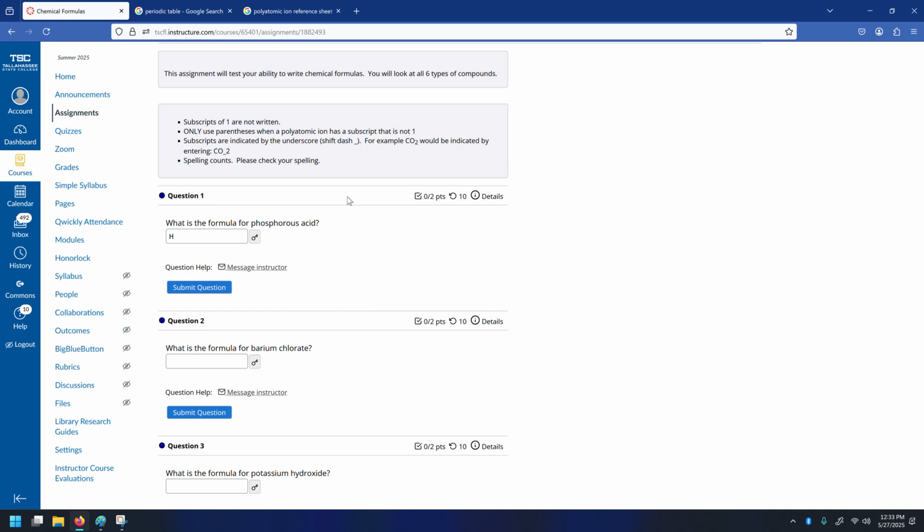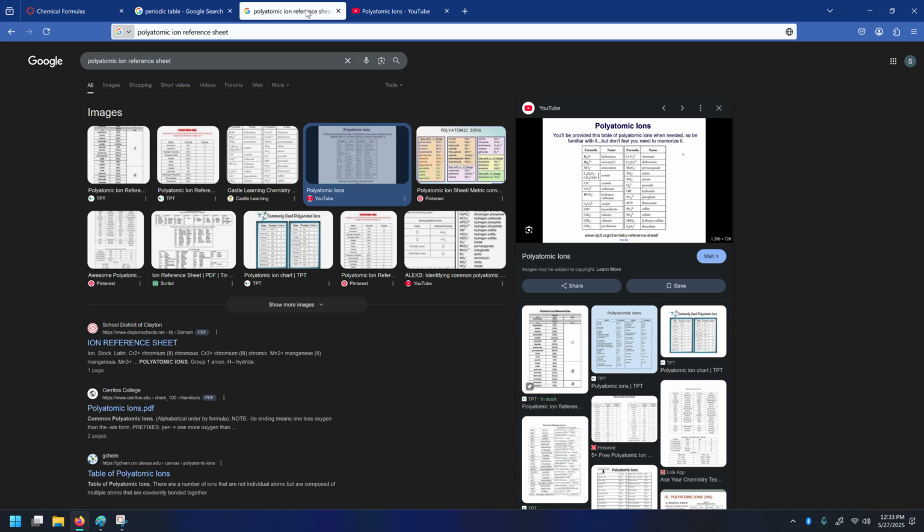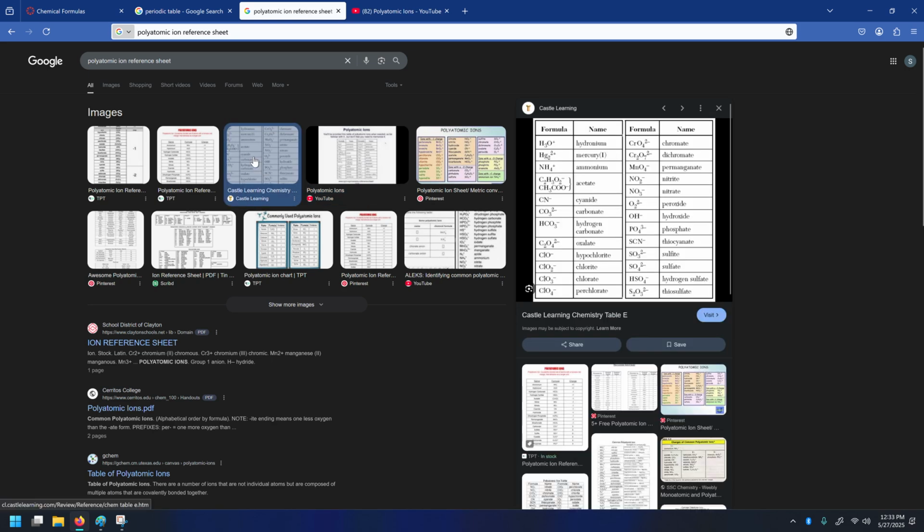And so I'm going to be looking at my polyatomic ion reference to try and find something that matches phosphorus. I see we have phosphate here. It's weird that this one doesn't include phosphite. Oh, that's not what I wanted to do at all. Okay. Like I said, there's going to be some variation between these.